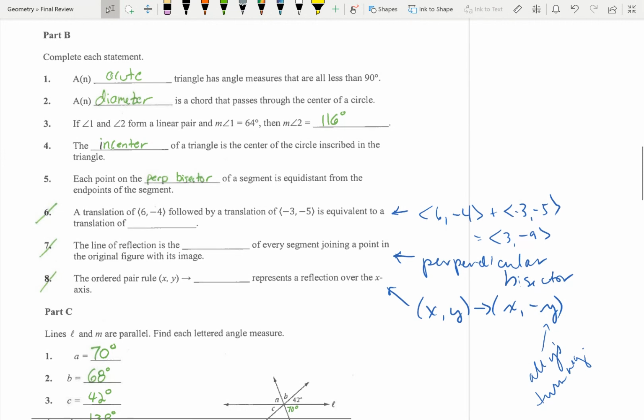Part B. I'm going to complete each statement. So an acute triangle has angle measures that are all less than 90.